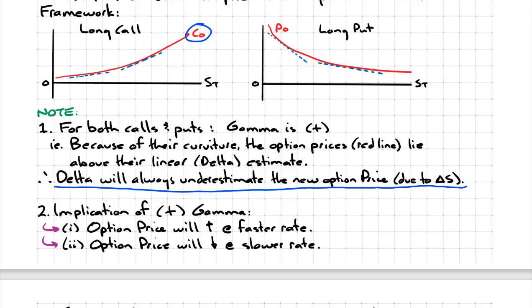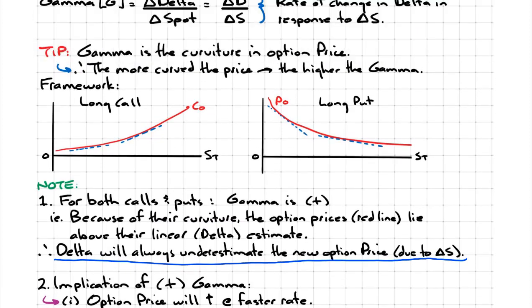And we can do a demonstration right here. I want you to see it for yourself. Suppose that we start off over here, right? And suppose that the spot price increases. So if the spot price was to go from S0 to S1, you could see that according to delta, the new price would be here. But if you look at the actual price, it's above it. And that's the power of positive gamma.